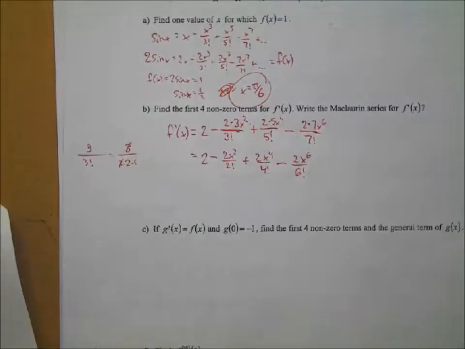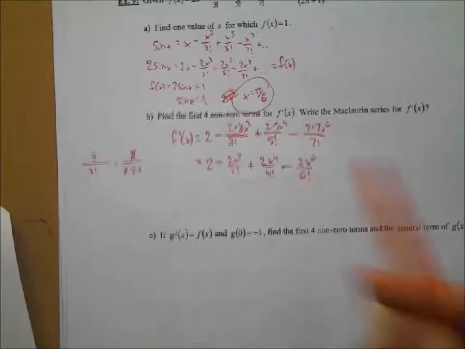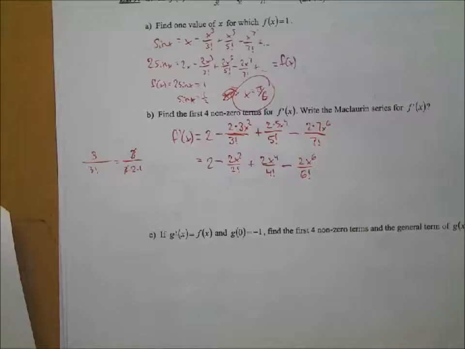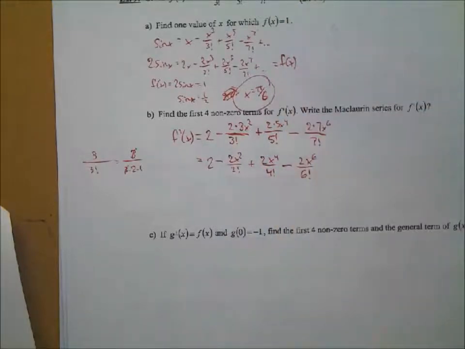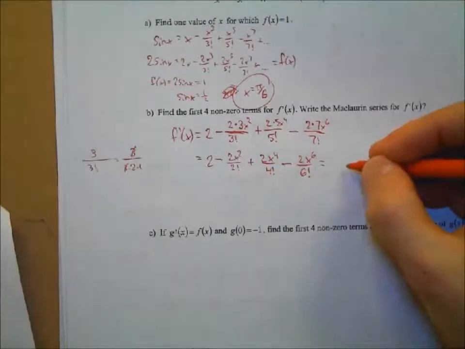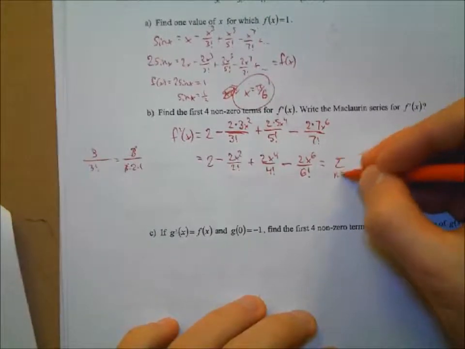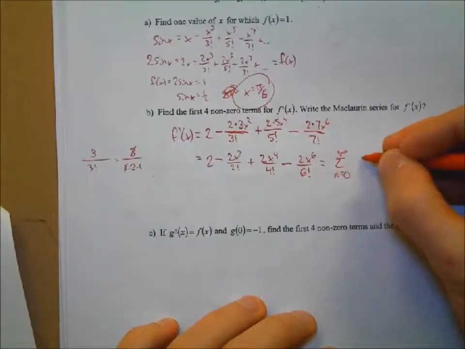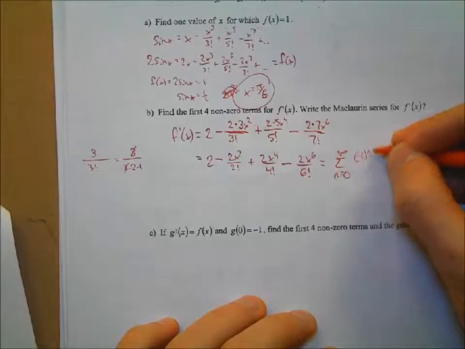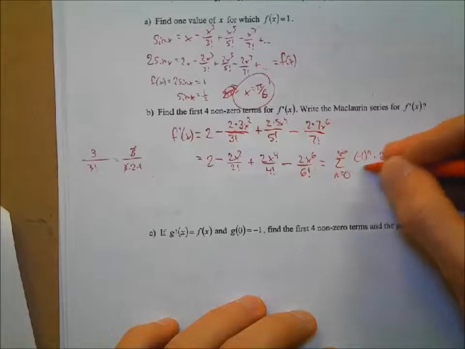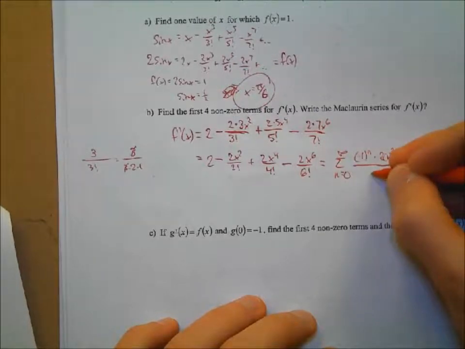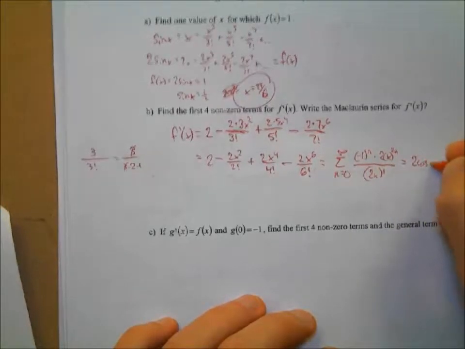It better work. We know from way back when, back in September, that the derivative of 2 sine x is 2 cosine x, so it better still be true here for our Maclaurin series as well. And so that's exactly it. Yes. This is equal to the sum from n equals 0 to infinity of negative 1 to the n times 2x to the 2n over 2n factorial, or in other words, it's 2 cosine of x.